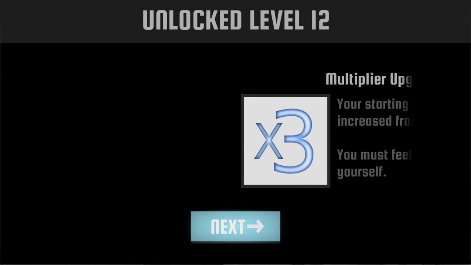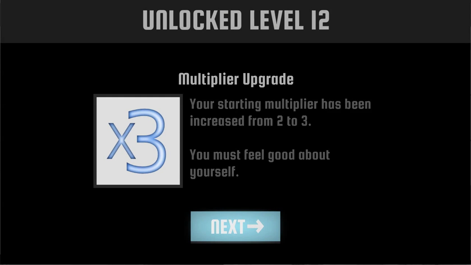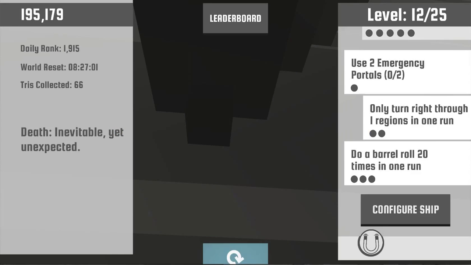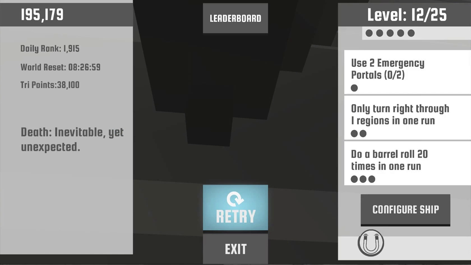And how appropriate, at the end of the level we hit level 12, and it gives us a multiplier upgrade. Starting multiplier has been increased from 2 to 3. And you know what, game? I do feel good about myself, so thank you very much. And let's see, our next objective is only turn right through one region in one run. Interesting. I like it.